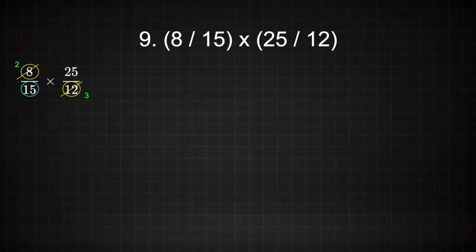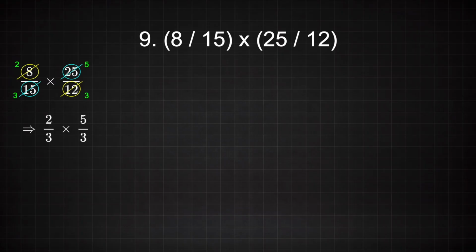Now we look at the 15 and the 25. Both are divisible by 5. 15 divided by 5 is equal to 3. We cross out the 15 and put a 3 next to it. 25 divided by 5 is equal to 5. We cross out the 25 and put a 5 next to it. The expression is now 2 over 3 times 5 over 3.